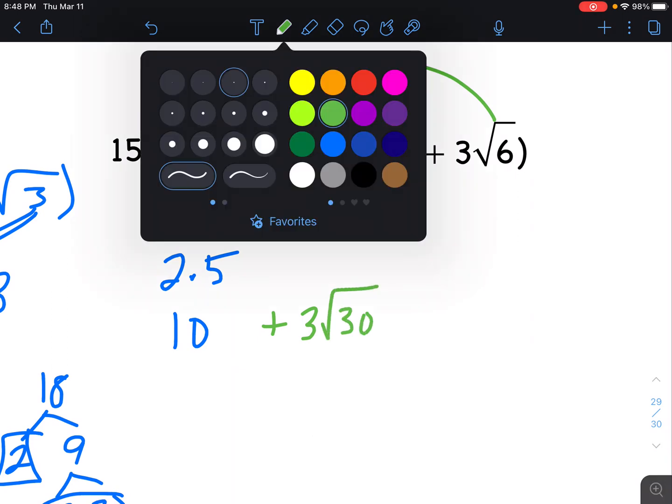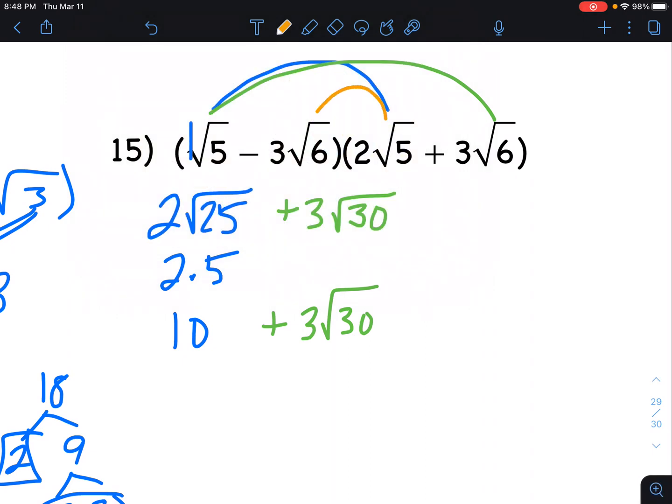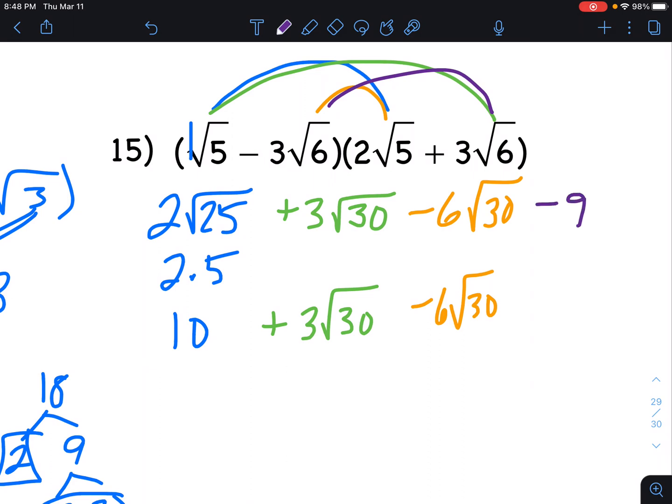Now let's multiply the insides. Negative 3 times 2 is negative 6. Square root of 6 times the square root of 5 is square root of 30. And just bring that down to line it up. And lastly, the last, negative 3 times 3 is negative 9. Square root of 6 times square root of 6 is square root of 36. Square root of 36 is 6, so it's minus 9 times 6, which is minus 54.